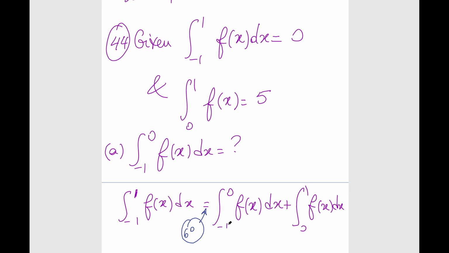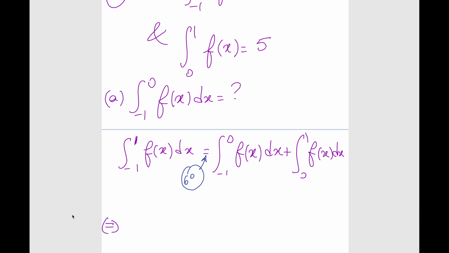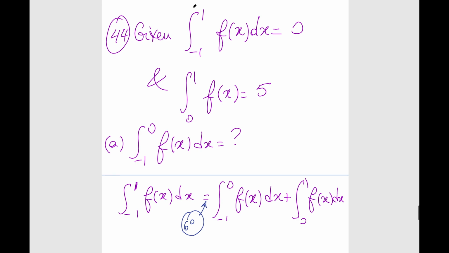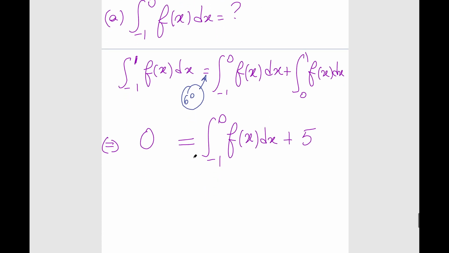Okay. And do we know any of these? Do you know this? Yeah, that's 0. That guy is 0. We're given that, right? It's at the top of the screen. So 0 is equal to, do we know this? No, that's the one we need to find. And how about this? Do we know that guy? Yeah, it's 5, right? That's 5. Oh, I forgot to write the x. So can we solve for this guy then? The desired thing? Yeah. So that guy should be minus 5, right?